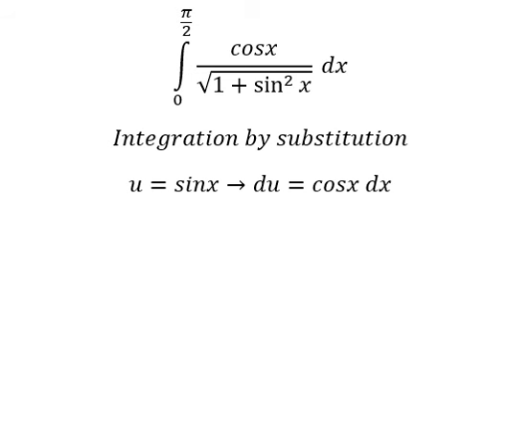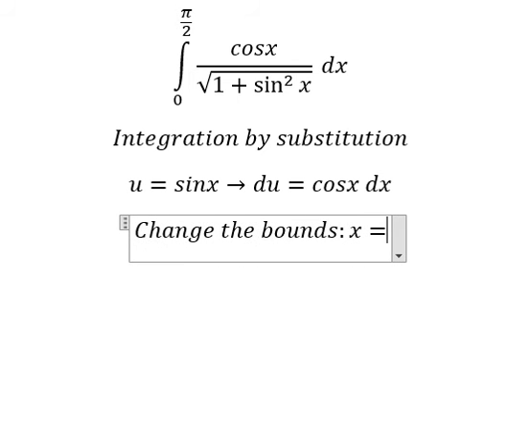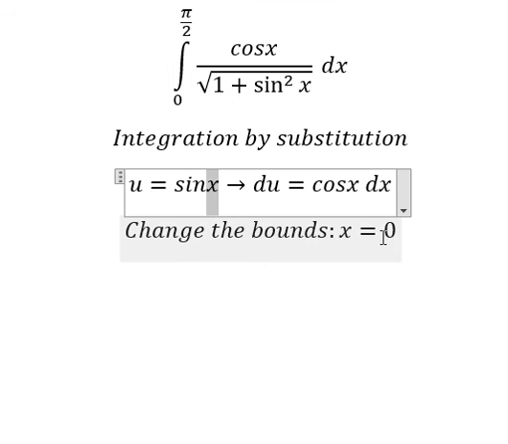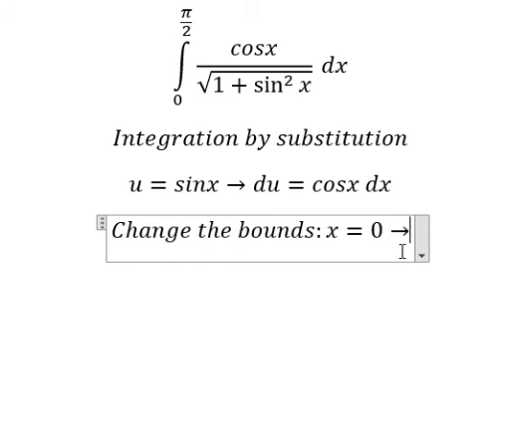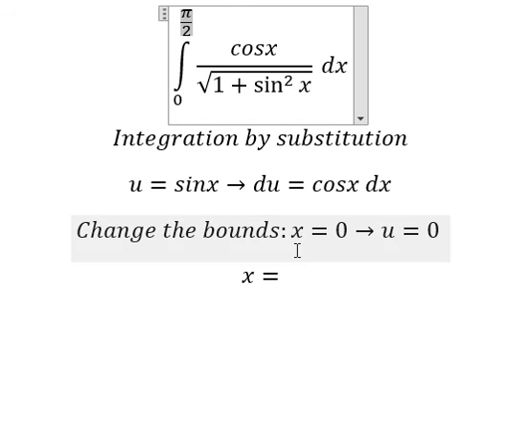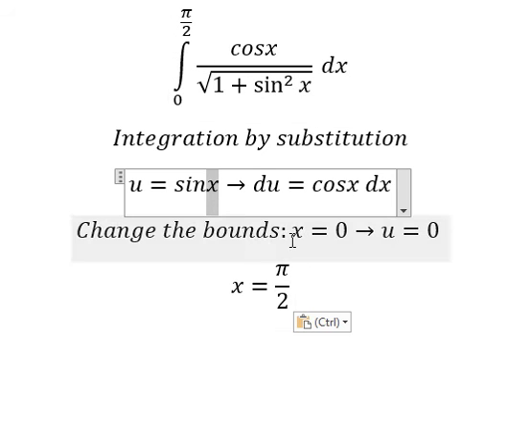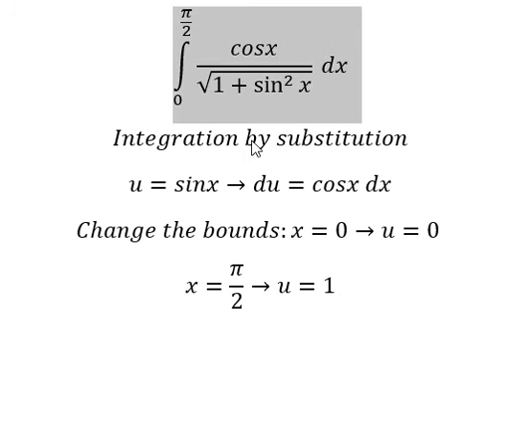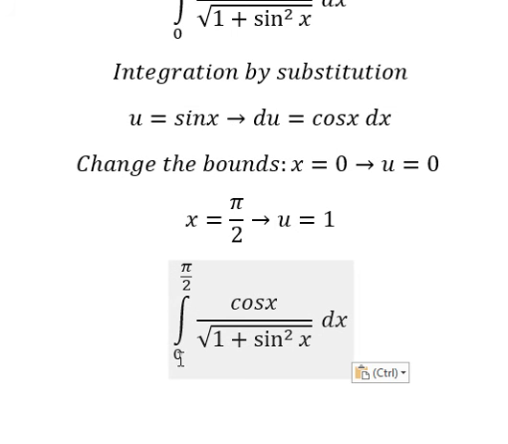Next, we need to change the bounds. When x equals 0, I will put 0 in here, and u equals 0. When x equals π over 2, I will put this in here, and we get u equals 1. Number 0 we keep the same, π over 2 we change to 1.